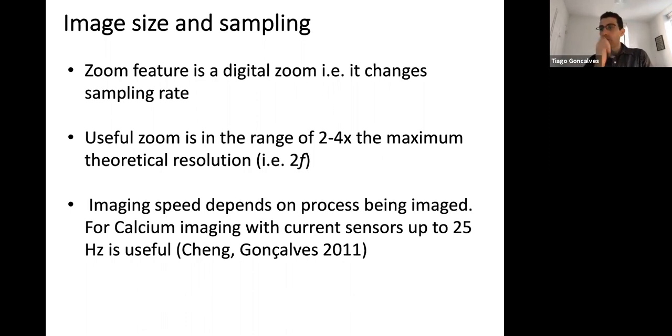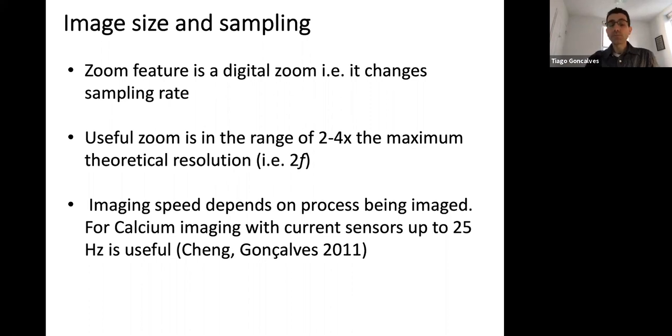Now, a few notes on image size and sampling. You guys have been through the sampling lectures and the digitization part of the lecture, and a few notes on that. The zoom feature on your microscope is basically a digital zoom. That means it changes the sampling rate. In some systems, it changes the angle that your mirrors are scanning, so it changes how many sampling points you take on your specimen.